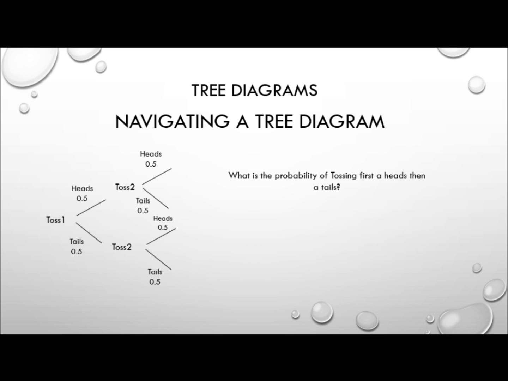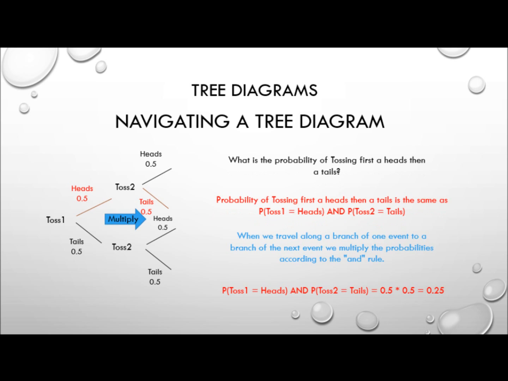For example, what is the probability of tossing first a heads, then a tails? Well, saying what's the probability of tossing first a heads, then a tails is the same as saying what's the probability that toss 1 will equal heads and toss 2 will equal tails. So when we travel along a branch from one event to the next event, we multiply the probabilities according to the AND rule.